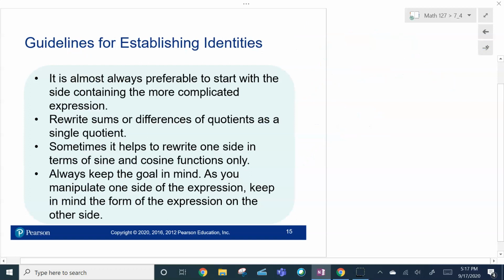So there's our guidelines. All right, use a more complicated expression, rewrite sums or differences as a single quotient, rewrite in terms of sine and cosine only. Keep the goal in mind. What are you trying to get to? And you're just kind of playing with these. I think that's the best way to explain it, is you're playing with these algebraically.